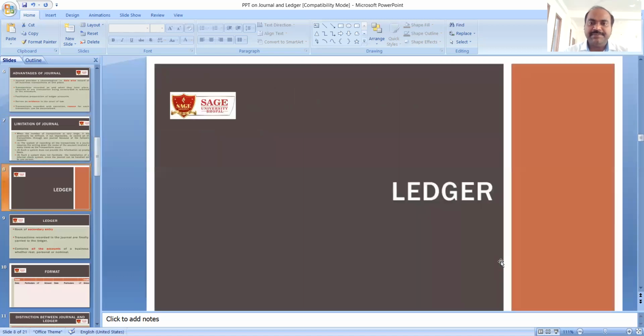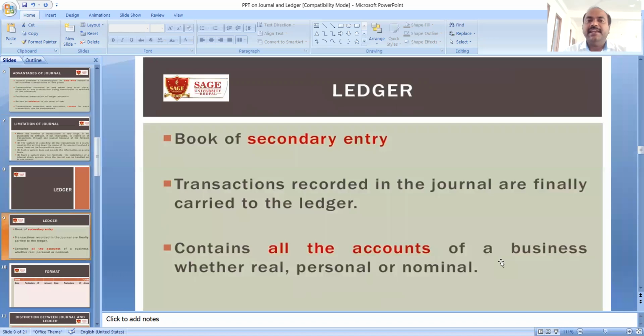And now let us see the ledger. The ledger is the book of secondary entry, and transactions recorded in the journal are finally carried to the ledger accounts. So it contains all the accounts of the business, whether real, personal, or nominal. Irrespective of the type of the account, we will be recording all the transactions.